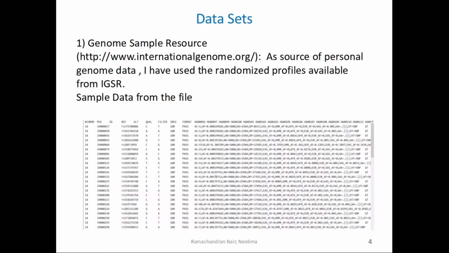So the data sets I have used are primarily from the 1000 Genomes Sample Resource Project. This is a project which has personal genome data for thousands of participants. I have taken one file from there. Basically, this file shows all the genes present on chromosome 14, along with whether they are present in any of the biosample IDs, as you can see here.